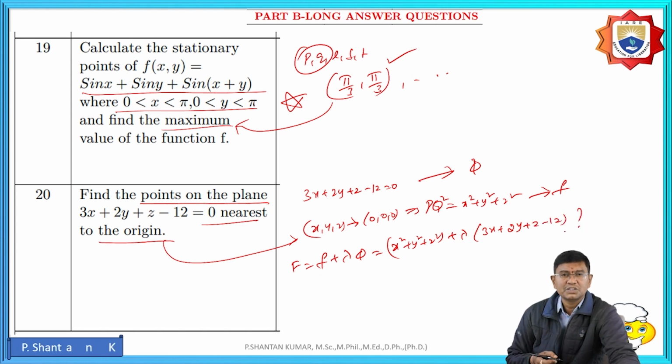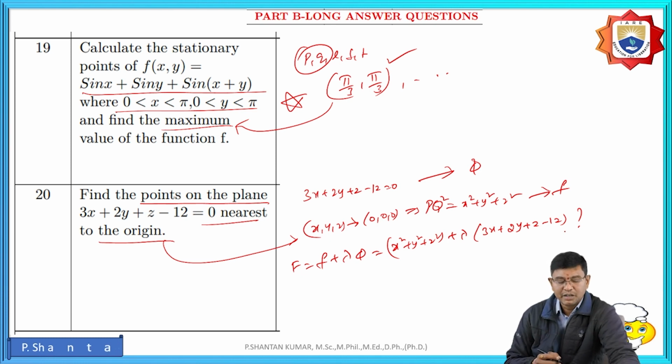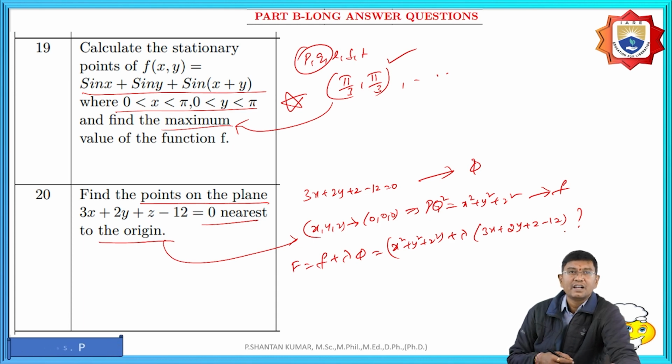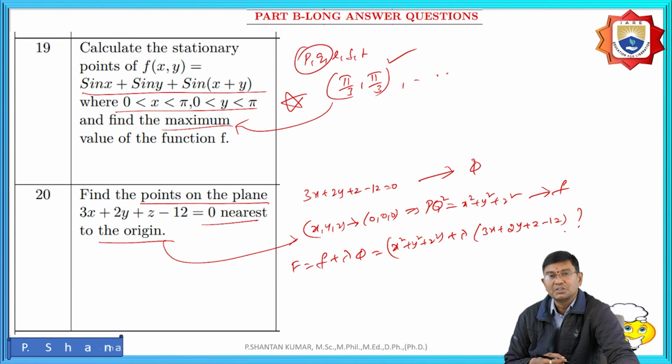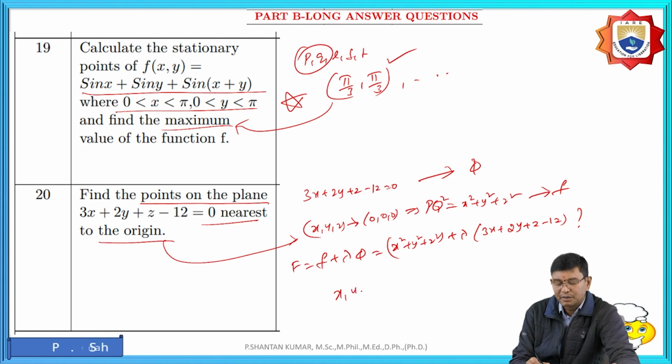And find the solution by eliminating lambda. After eliminating lambda, you find x, y, z. And again, by using that x, y, z, we need to replace it to get whatever is nearest to the origin. They are asking to find only the points, which means we need to find the values of x, y, z.